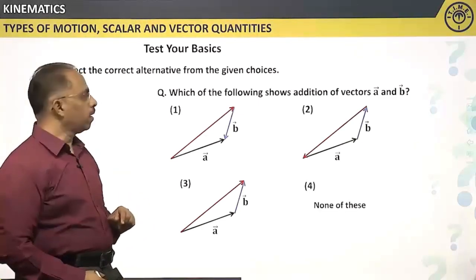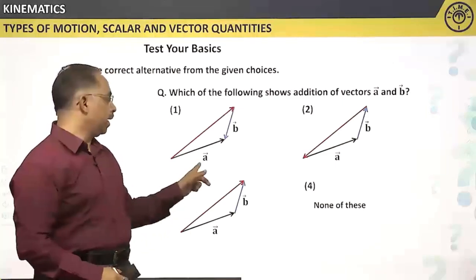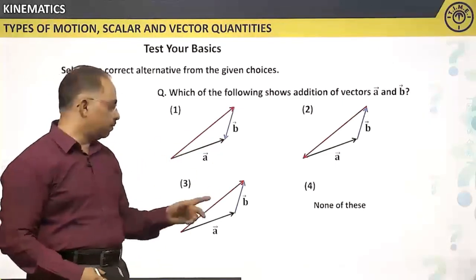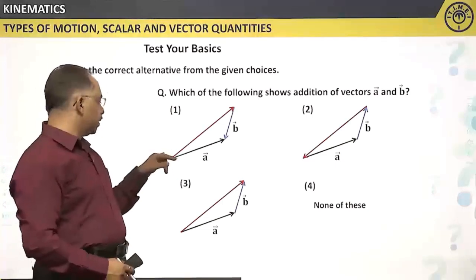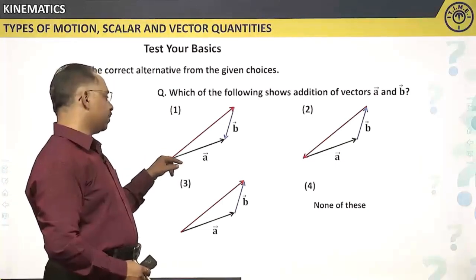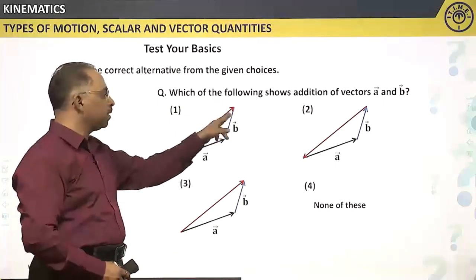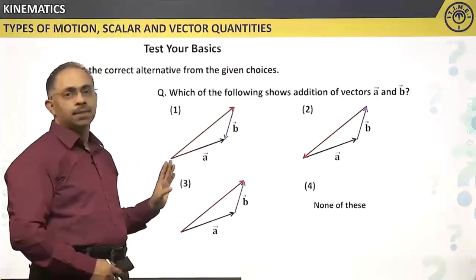Is it clear? Now he is asking which of the following shows the addition of vectors A and B. So how do you add these two? If these two are added, here if you see the first option, the starting point of the first vector to the ending point of the second vector, if I take, that B is not in this direction. It is in the downward direction. So this cannot be the answer.